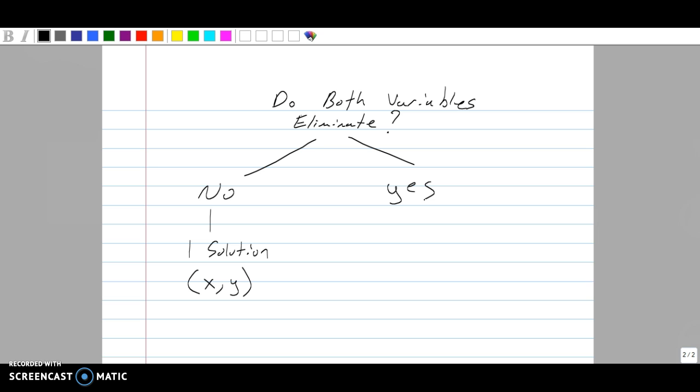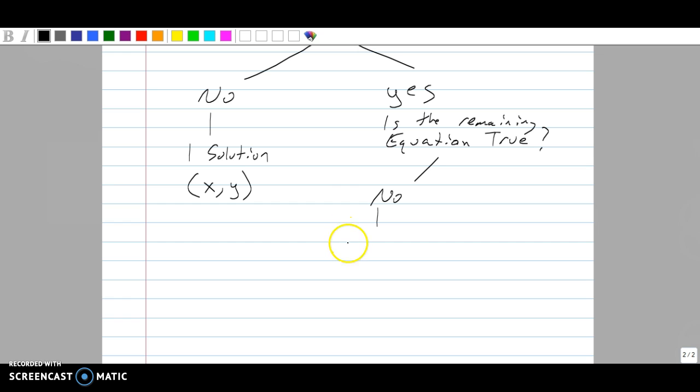If both variables do eliminate, then the next question that we have to ask is, is the remaining equation true? So, did both variables eliminate? Yes. Is the remaining equation true? If the answer to that is no, then that means there's going to be no solution or parallel lines.